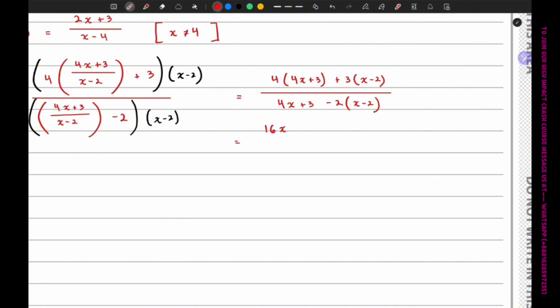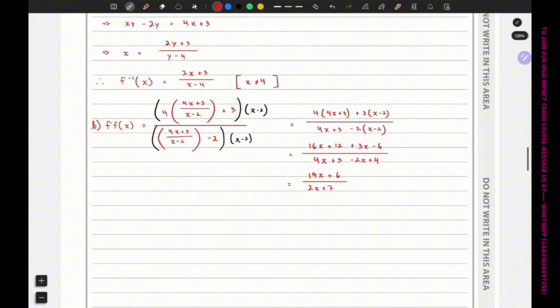So if we expand this, that's 4x plus 3 minus 2x plus 4. So finally we have an equation which looks something like this. There's 19x plus 6 over 2x plus 7. So this is basically the composite function. So that is it for this part.